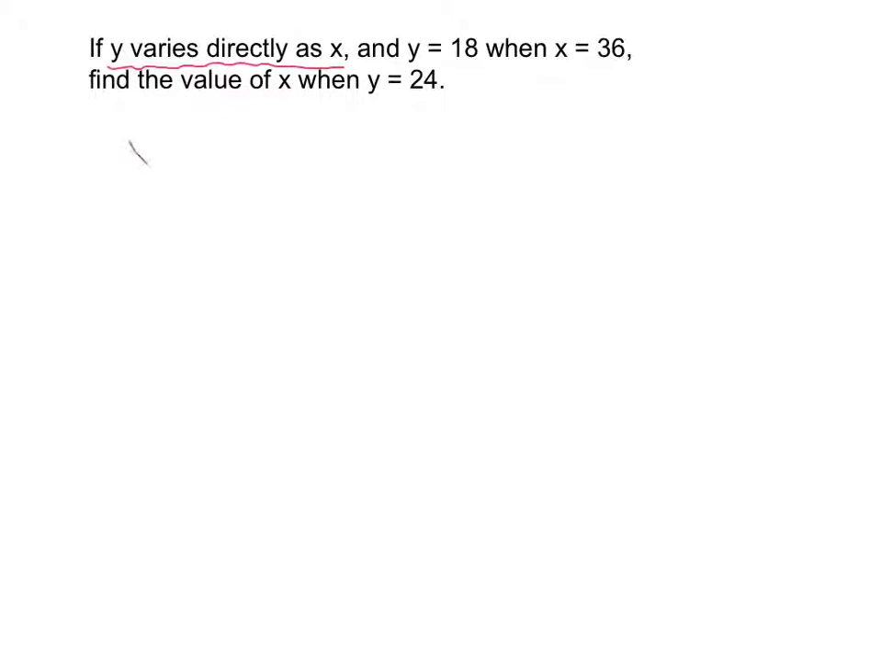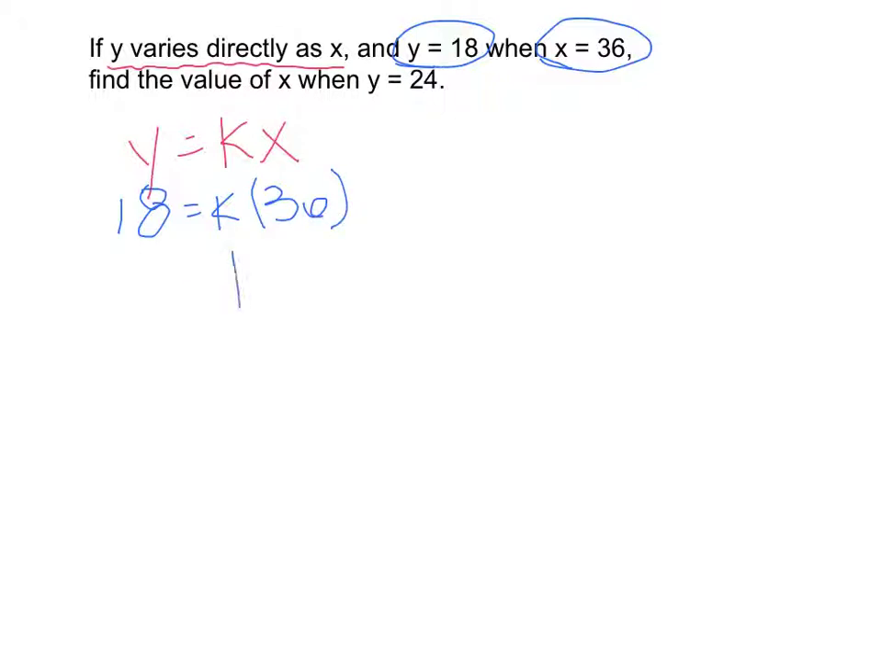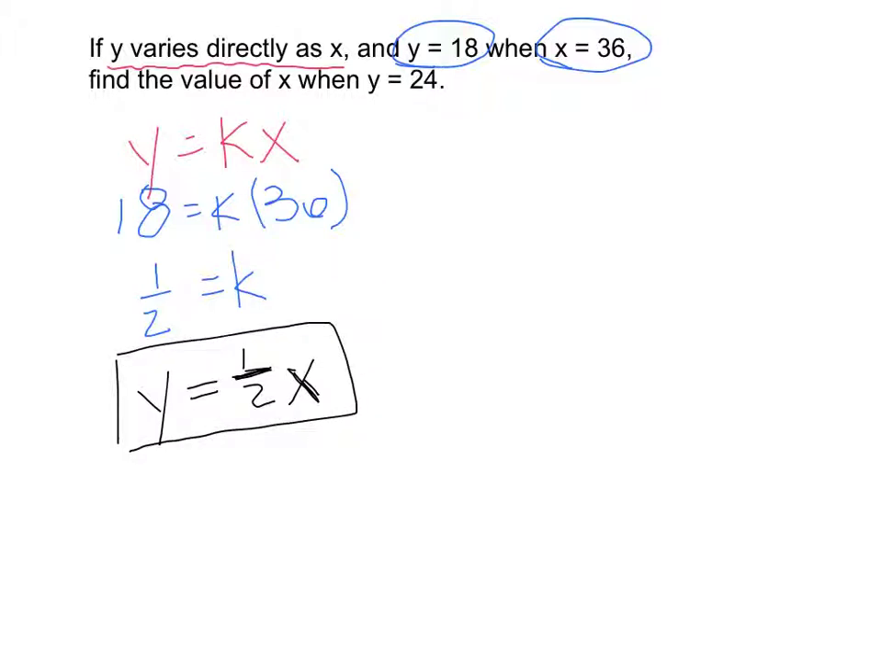So y varies directly as x. Now, if we look at what we're given, we know that y is 18 when x is 36. So 18 equals k times 36. Divide both sides and we get k equals 1/2. So now we can write the specific equation for this situation. y equals 1/2 x. I always find the specific equation before I actually find the solution. That way I can double check myself. It gives me that in-between, intermediate step. And sometimes the equation is more important than the answer.